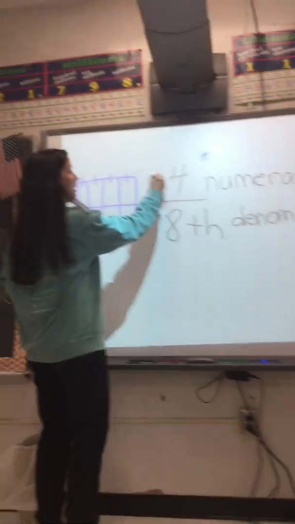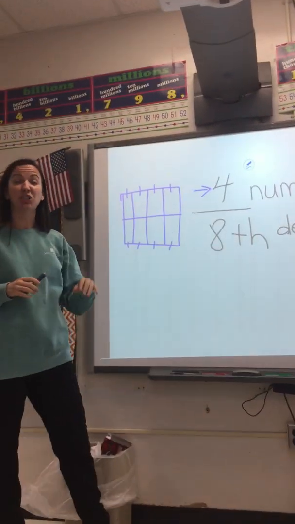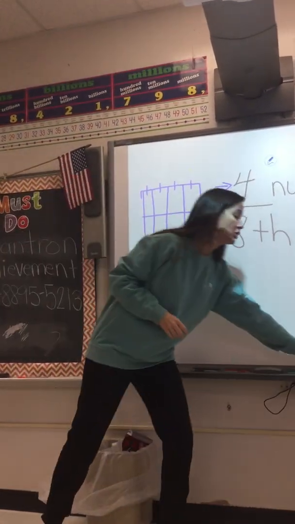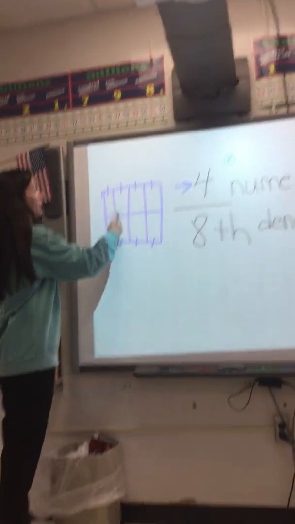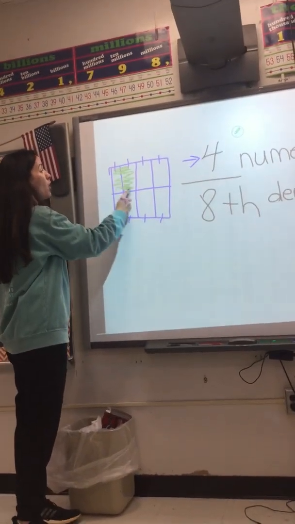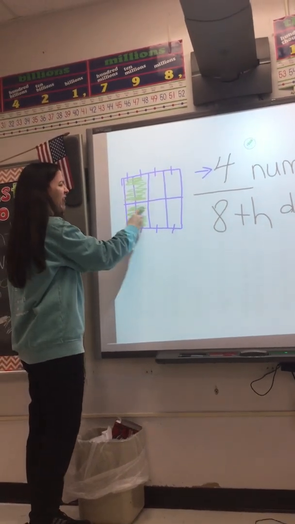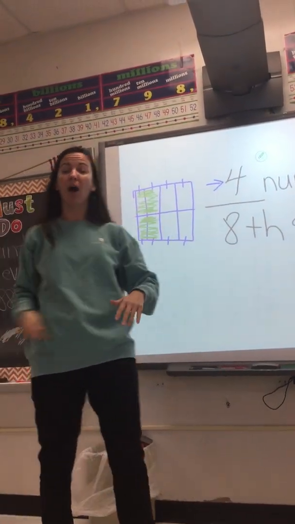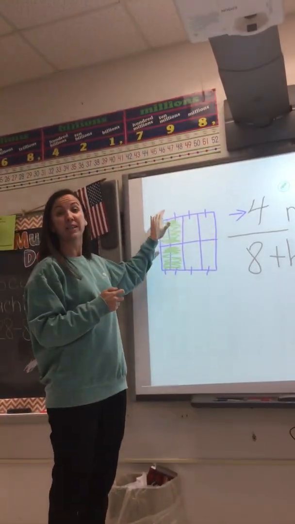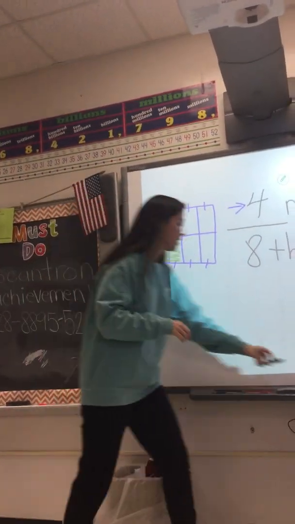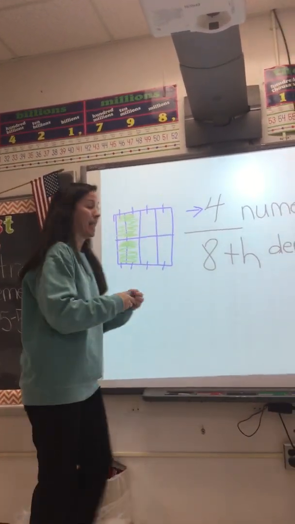Now remember, this top number tells me I need to shade 4. You can shade 4 on the top, 4 on the bottom, or you can just shade the first 4 that you see, as long as they are close together. Let's don't shade just randomly all over. Let's try to keep them together so it's easy for us to understand. So this is going to be 4 eighths.